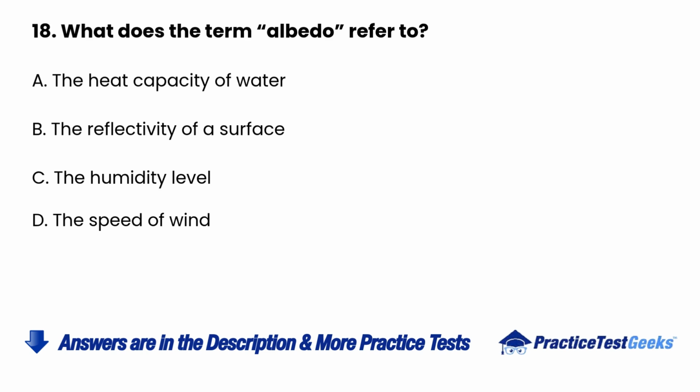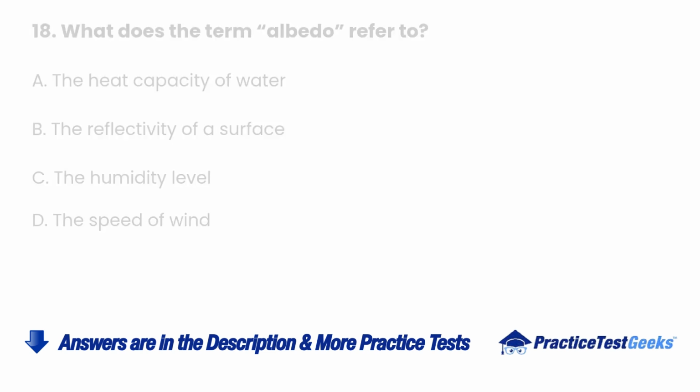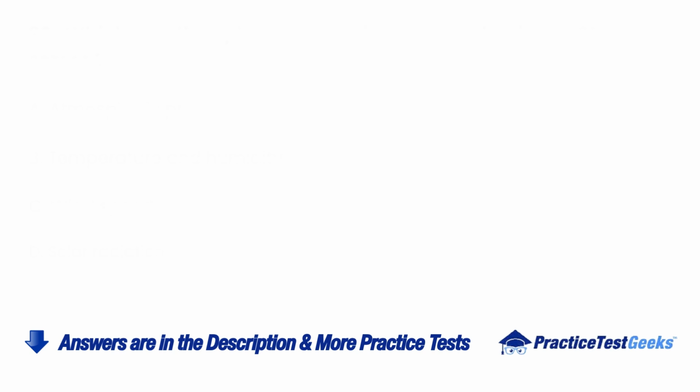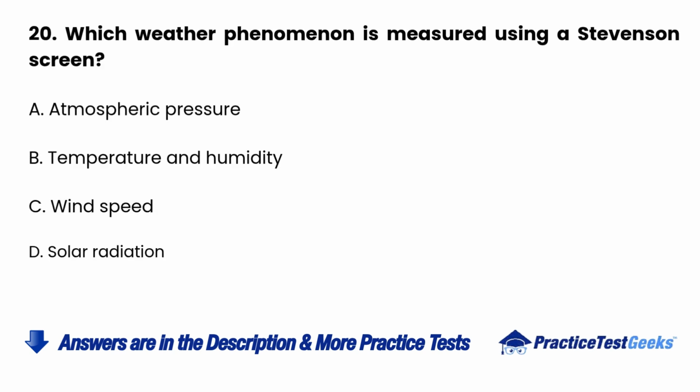A. The heat capacity of water. B. The reflectivity of a surface. C. The humidity level. D. The speed of wind. 19. Which instrument is used to measure wind speed? A. Barometer. B. Anemometer. C. Hygrometer. D. Thermometer. 20. Which weather phenomenon is measured using a Stevenson screen?